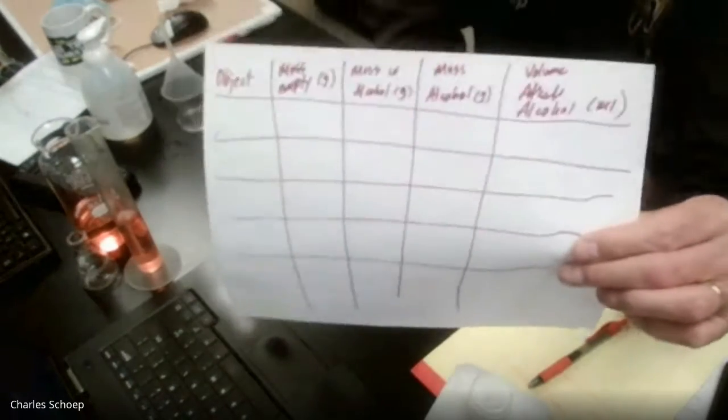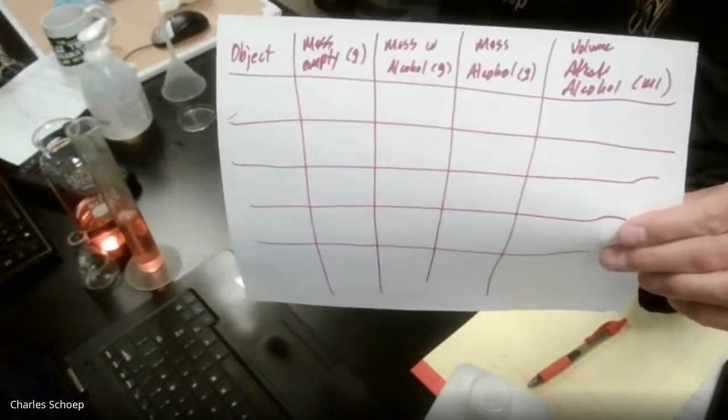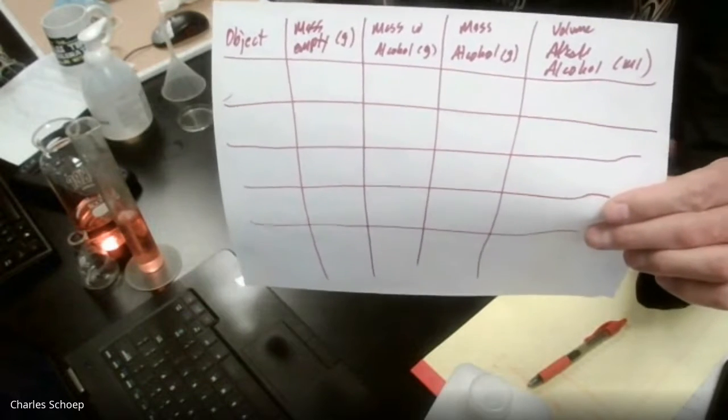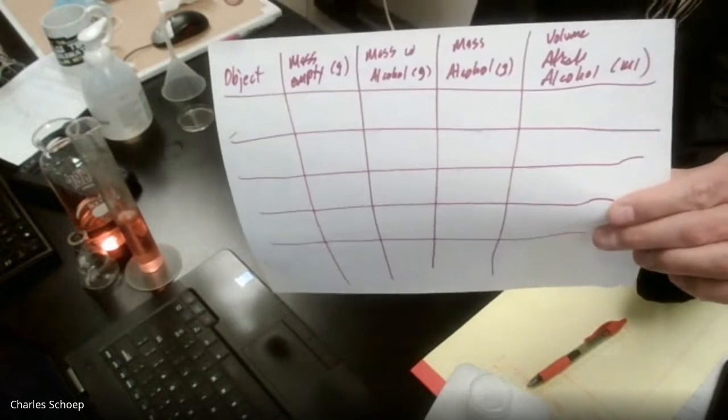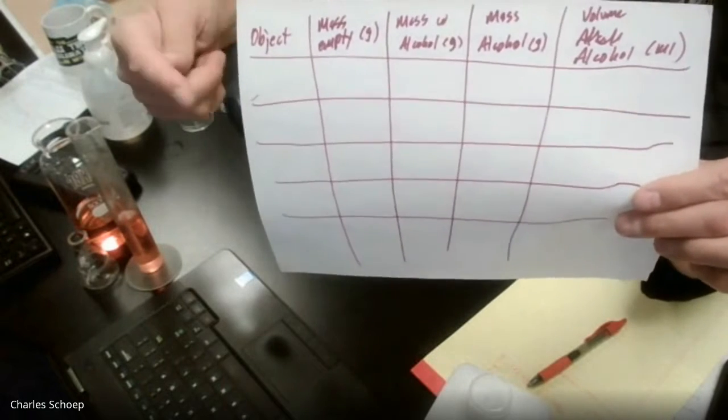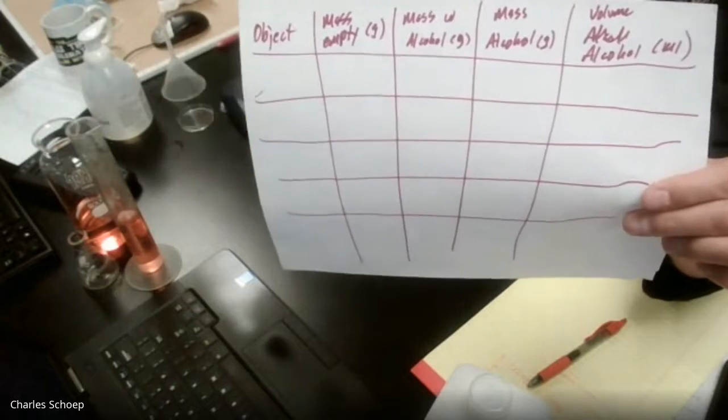Okay. It doesn't need to be fancy. You guys are going to turn it in, but we're just getting data, so it doesn't need to be fancy. I've got object, and I've got 4 objects. So we've got 1, 2, 3, 4.